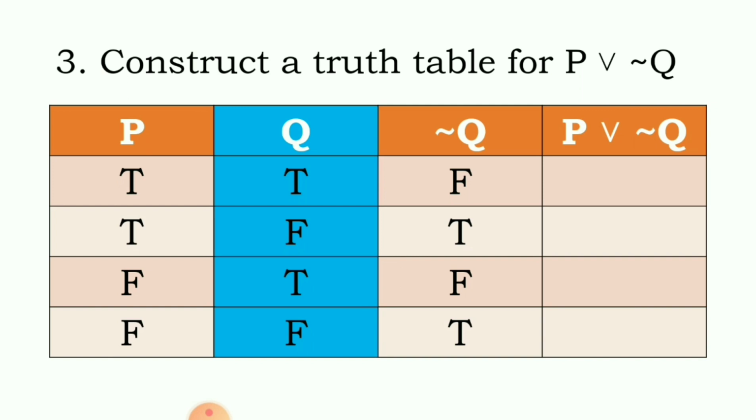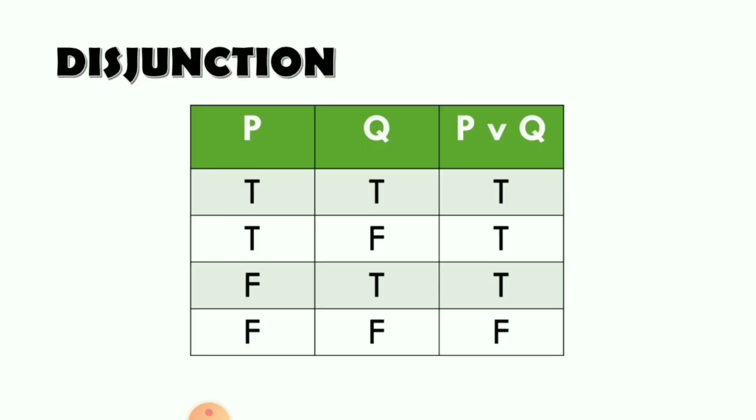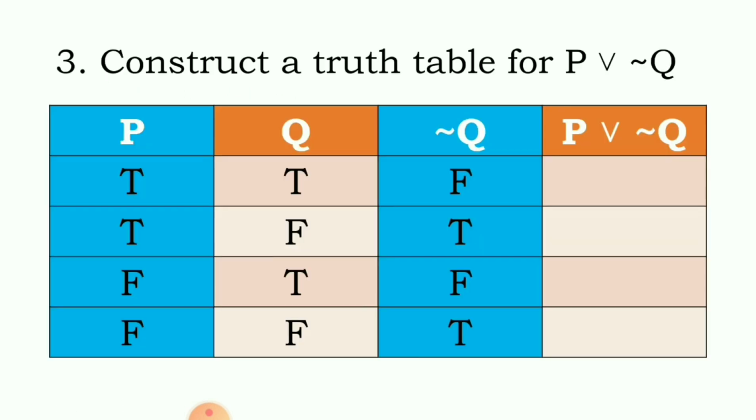Now, it's time for us to get P or negation of Q. So, this is a disjunction. Under disjunction, we have said a while back that it will be false if both these statements or propositions are false. Otherwise, it will be true.